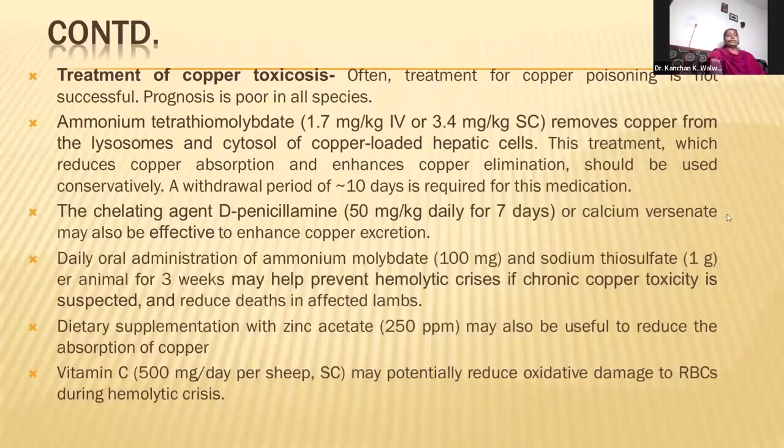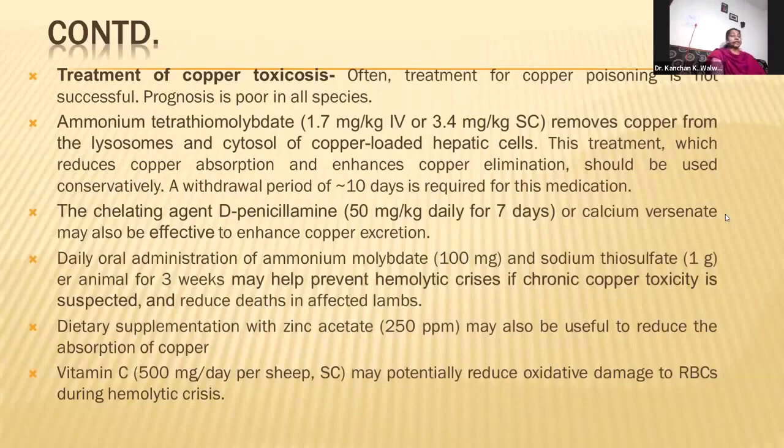Then ammonium tetrathiomolybdate is available as an injection, and it can be given at the rate of 1.7 milligram per kg body weight intravenously, or it can also be given subcutaneously at double the dose, so that it is absorbed slowly through the circulation, and the excess copper is removed.